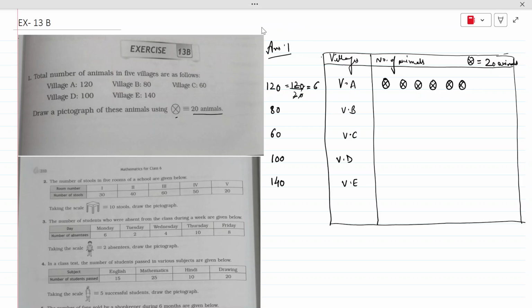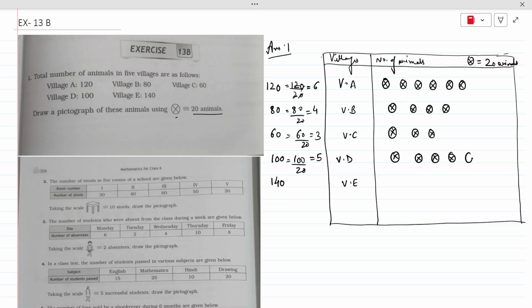Okay, next we have village B, which is 80. So this is 80 by 20, which will give us 4. So we will make 4 crosses here. 1, 2, 3 and 4. For 60, it will be 3, right? So 1, 2, 3. Similarly, for 100, it will be 5. So 1, 2, 3, 4 and 5.